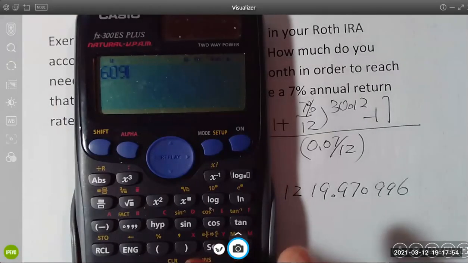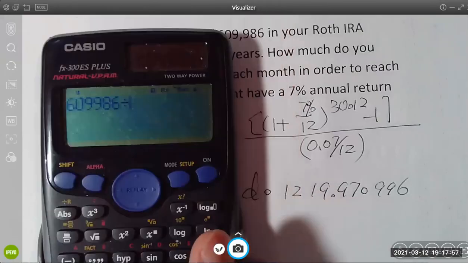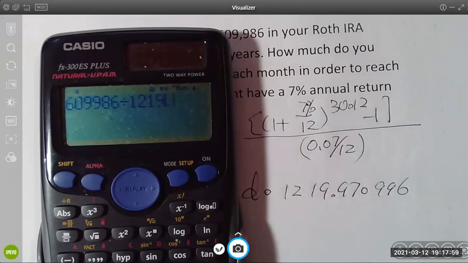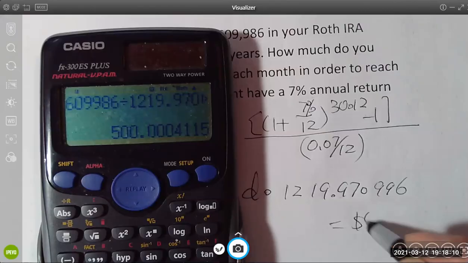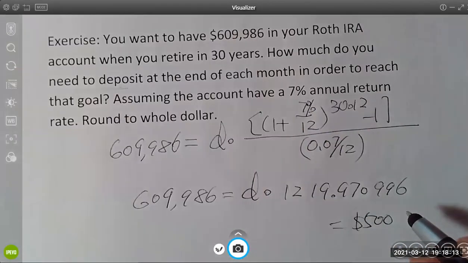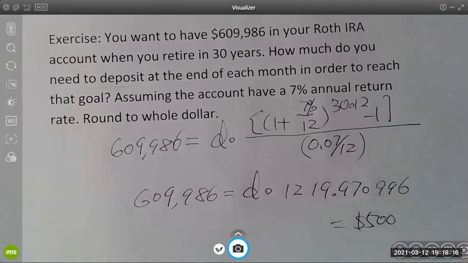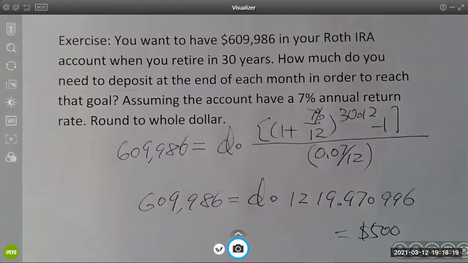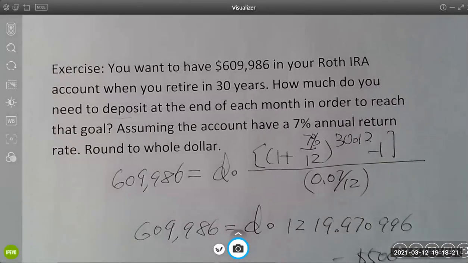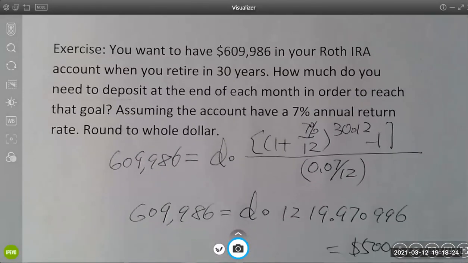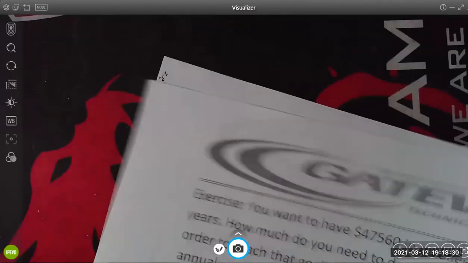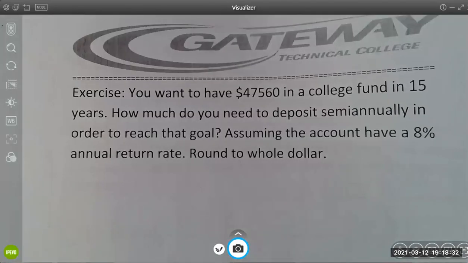609,986 divided by 1219.970996. Yeah, equals 500. So you deposited 500 per month, compounded monthly at a 7% annual rate. After 30 years, you have almost 610K. That's how we calculate the monthly payment in a future value of annuity account.